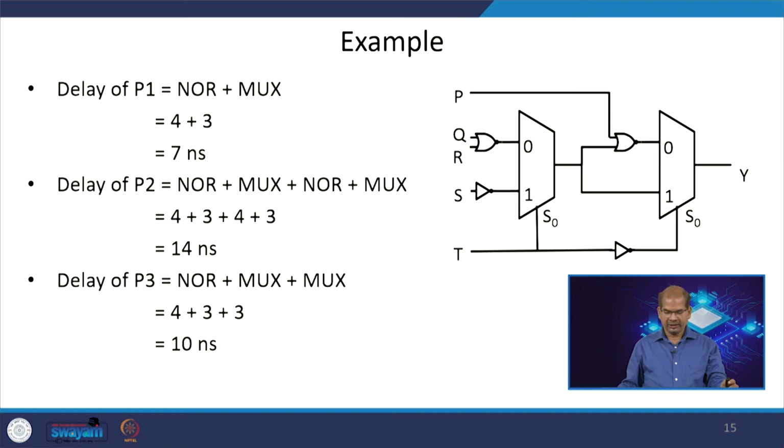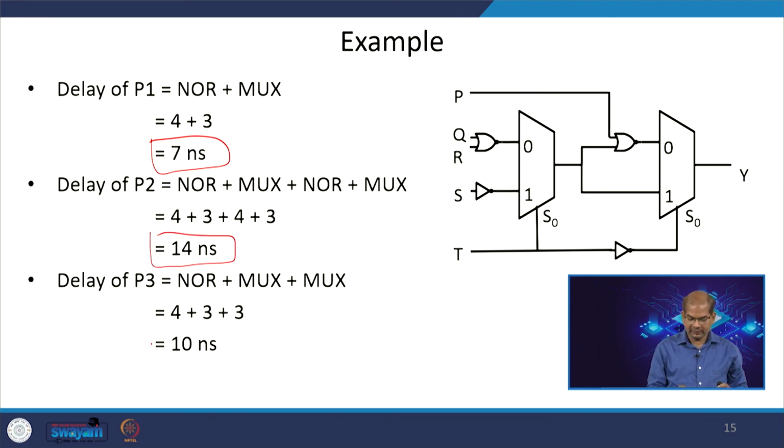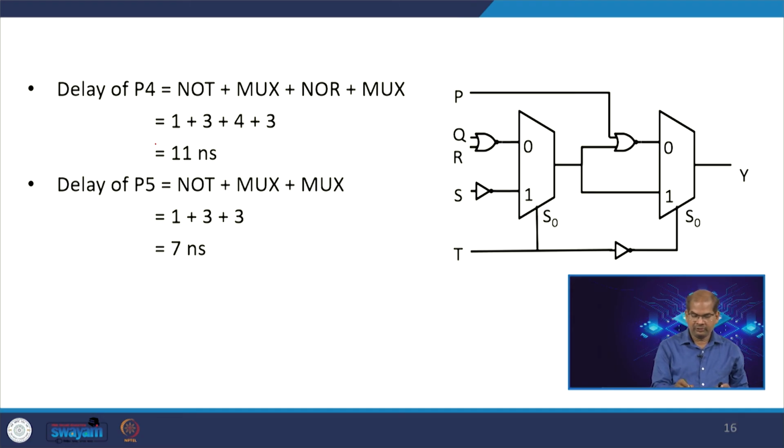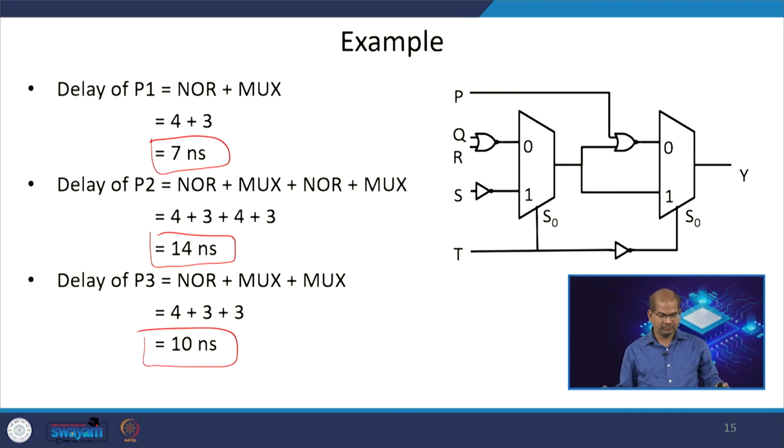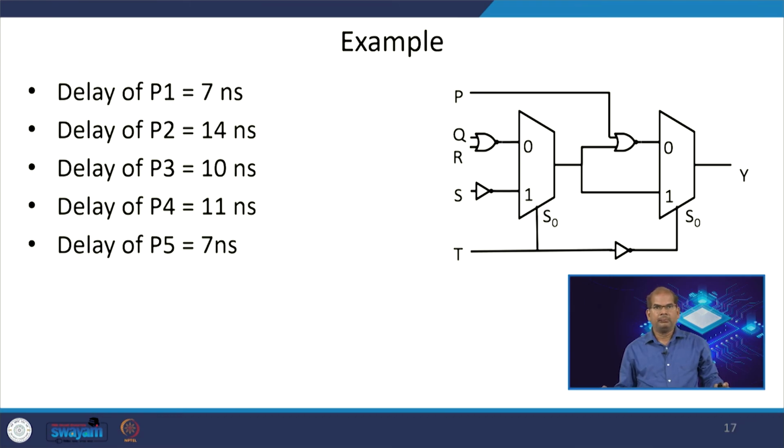Now what we did, we found out the delay of each of the paths. Path 1 is 7 nanosecond, path 2 is 14 nanosecond, path 3 is 10 nanosecond, then path 4 is 11 nanosecond, path 5 is 7 nanosecond. Which is the largest among them? 14 is the largest. So these are the paths and their corresponding delays.